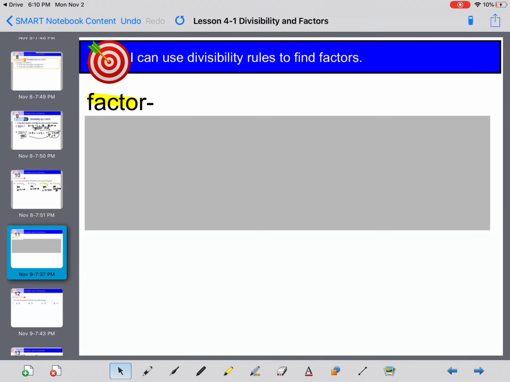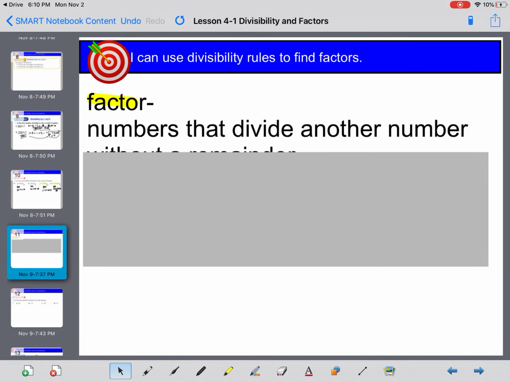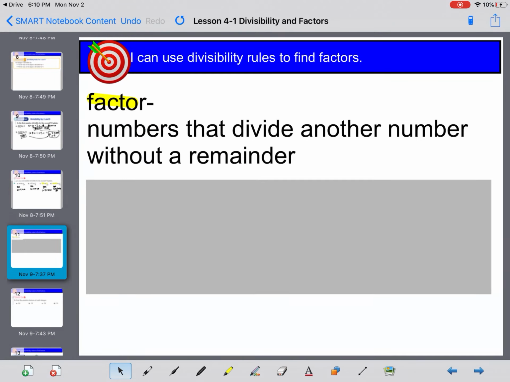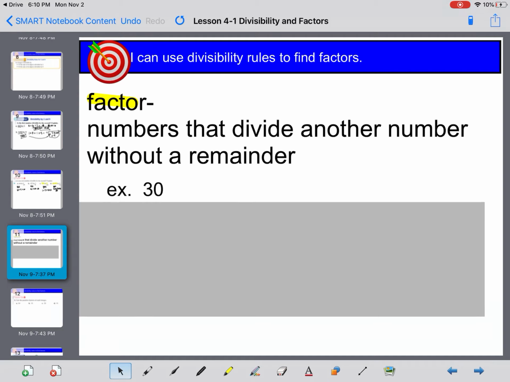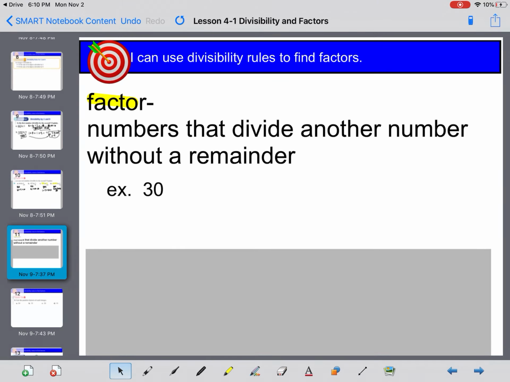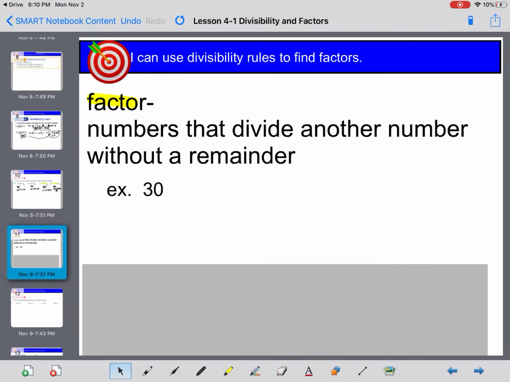Okay, let's go on. A factor. Factors are numbers that divide another number without a remainder. So they fit evenly into a number. So let's do an example. What numbers go into the number 30 evenly?